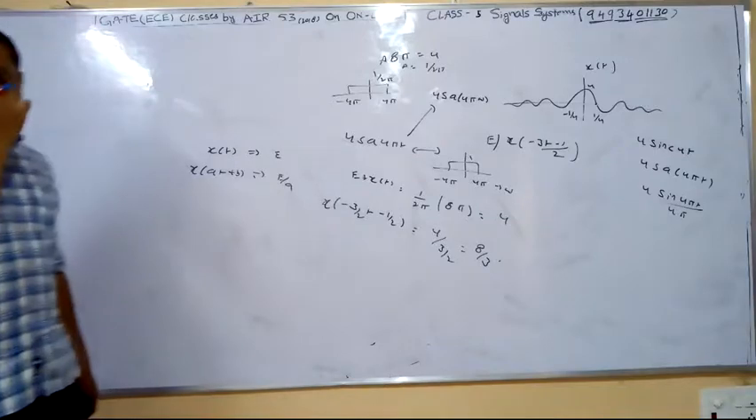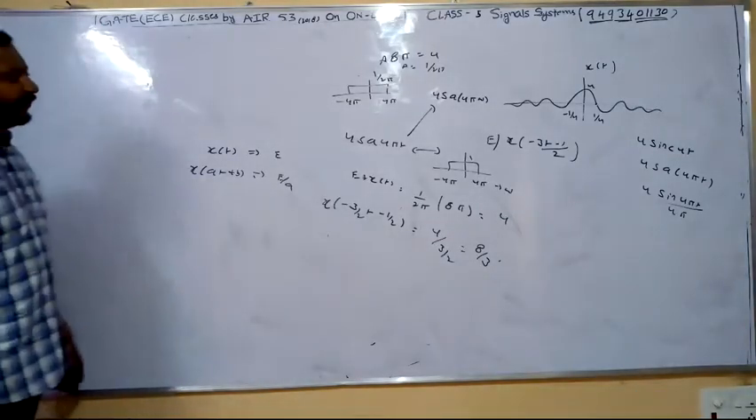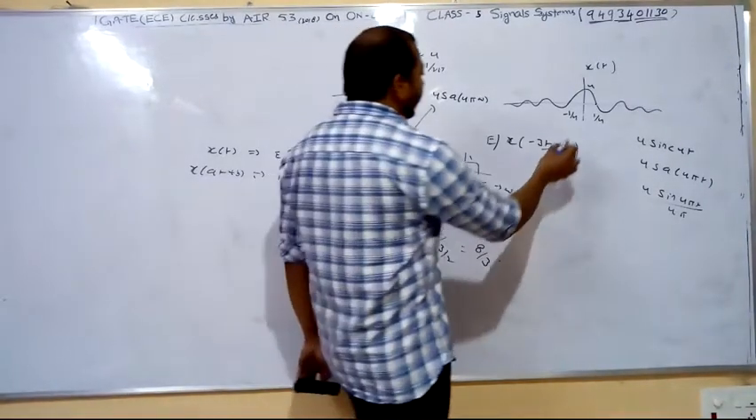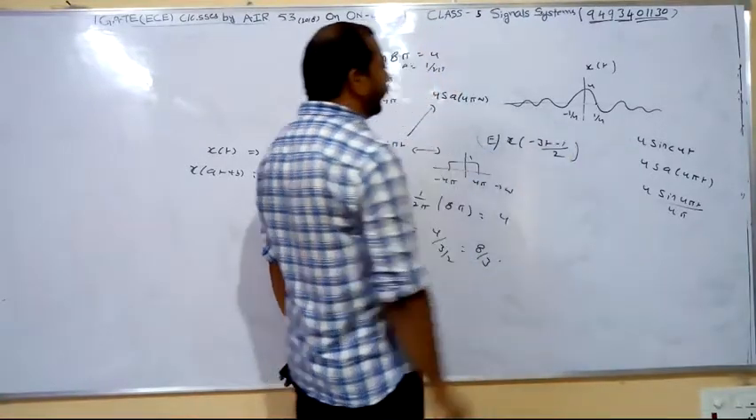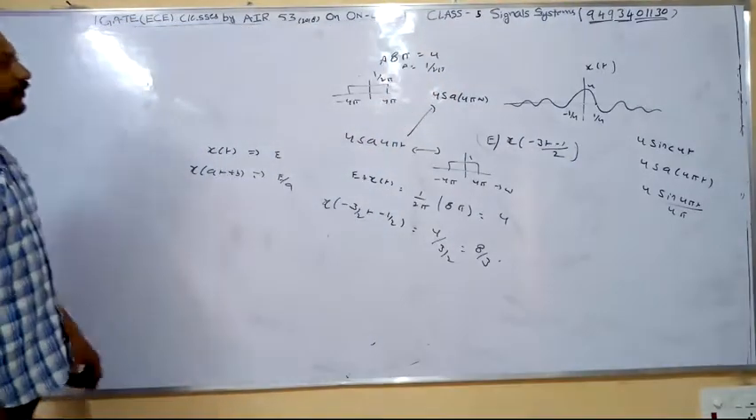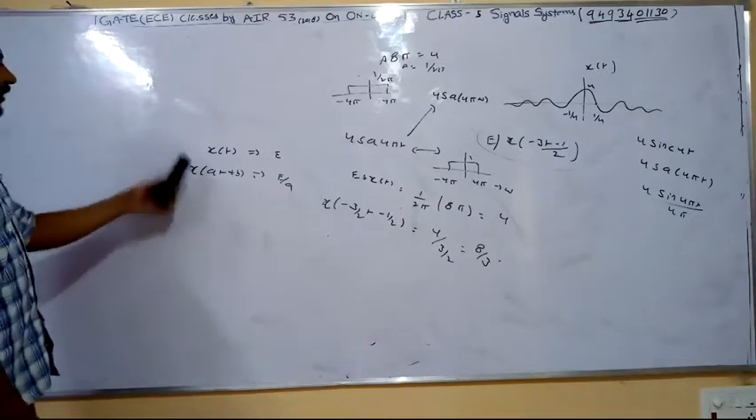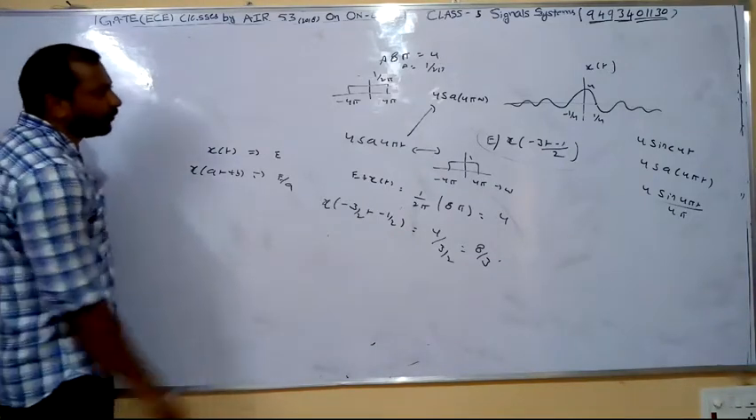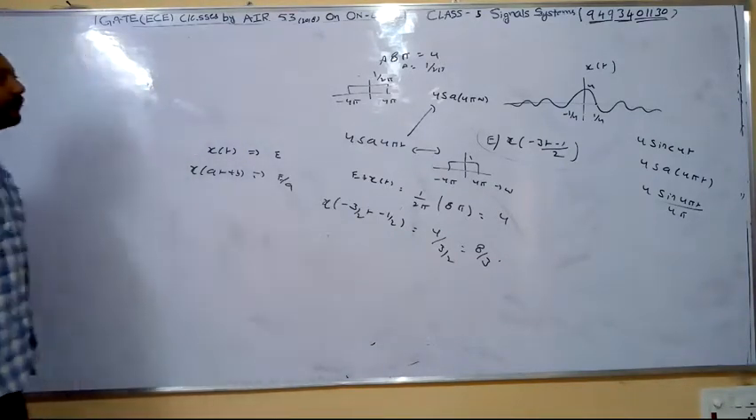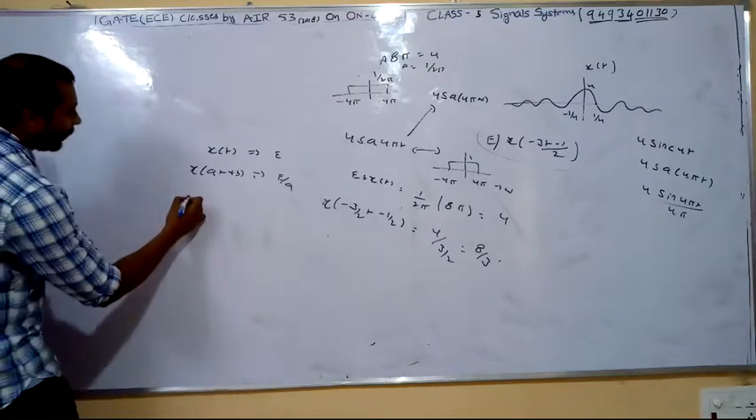Whatever the answer you get, that is around 2.6 something. The purpose is that there is no need to calculate x of 3t minus 1 divided by 2. Already we have it. Suppose they give some x of t, we calculate the power. Then if they ask you the power of x of minus 3t minus 1 divided by 2, what is the power of this one?